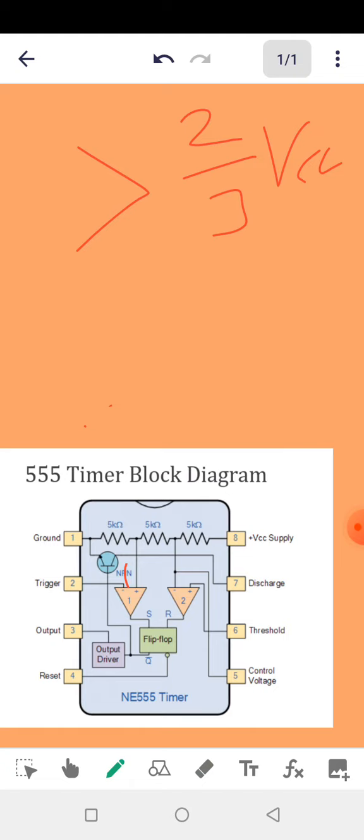It's a very useful IC. Your pin 7 is the discharge pin. Now we use the discharge pin to discharge the timing capacitor anytime your output goes low. This will ensure a smooth operation of your 555 timer every time you use it.